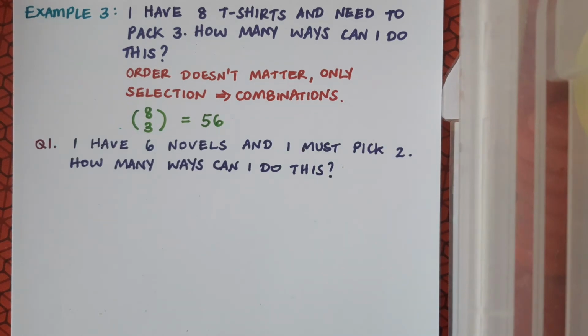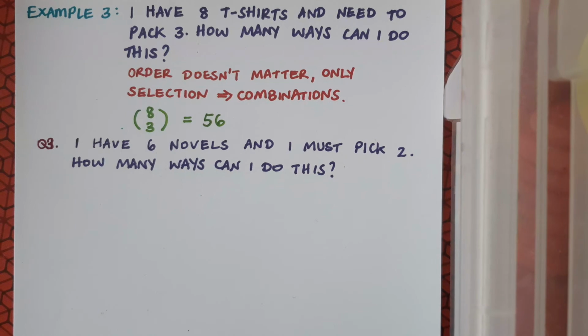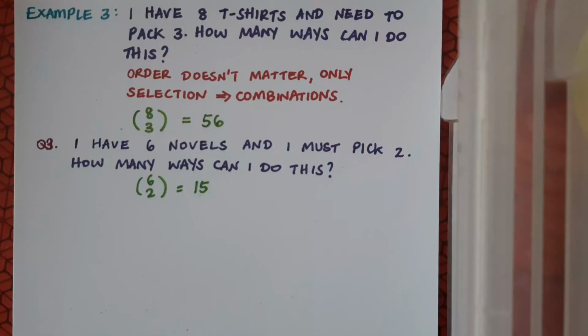So in your question, I have 6 novels and I must pick 2. How many ways can I do this? So pause the video here for a second while you work that out. So my calculation this time is 6 choose 2, which is 15. Again, notice how in this question the order wasn't important.